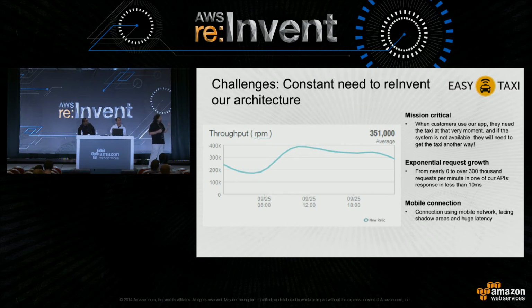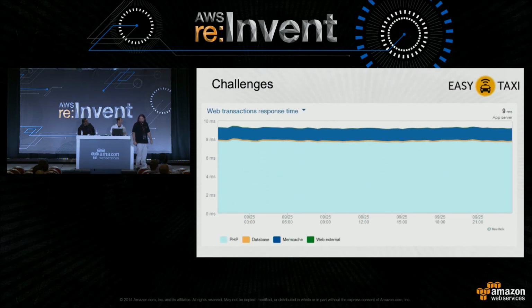And we have an exponential request growth. We went from 0 to over 300,000 requests in one of our APIs. So that's the graph from one day, the 25th of September, where we had 351 average, almost 400,000 requests. And we have the response time in less than 10 milliseconds.